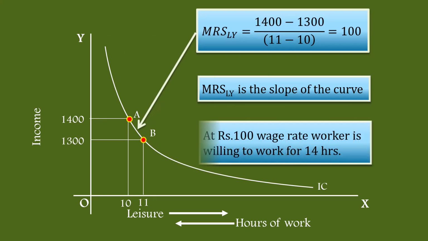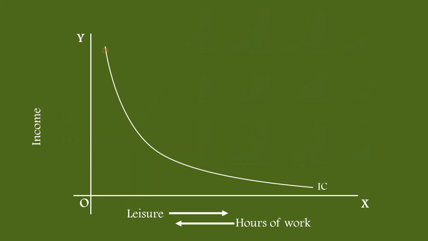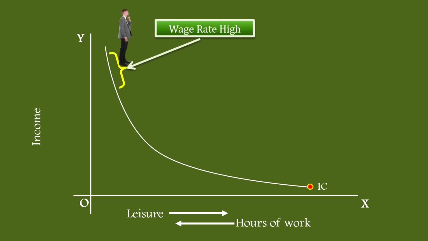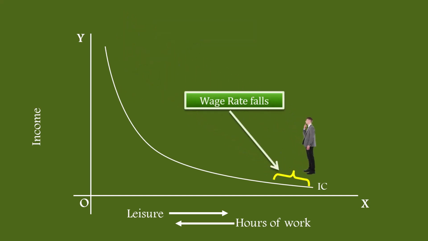More than that, this is the wage rate at which a worker is willing to work for 14 hours. The indifference curve is non-linear. The slope differs at different points along the curve. Hence, the wage rate also differs. At the left extreme, the slope is high. The wage rate is also high. As the worker slides down to the right, the slope keeps on falling. Wage rate also falls.